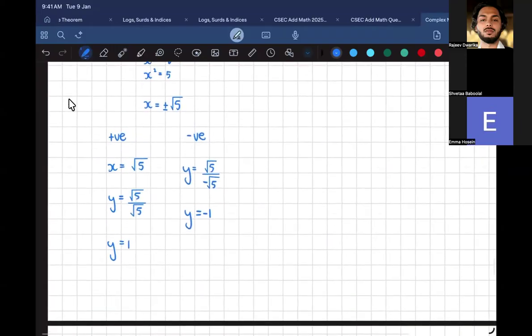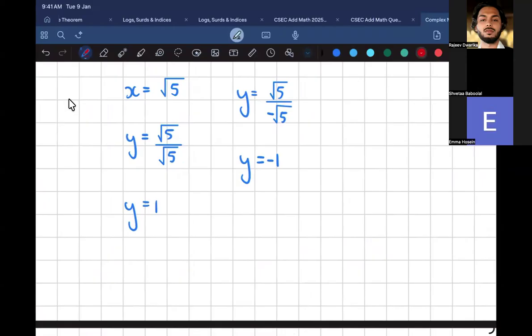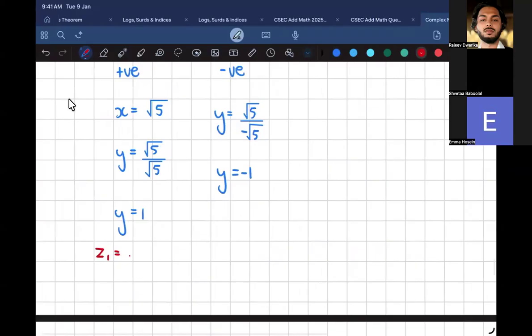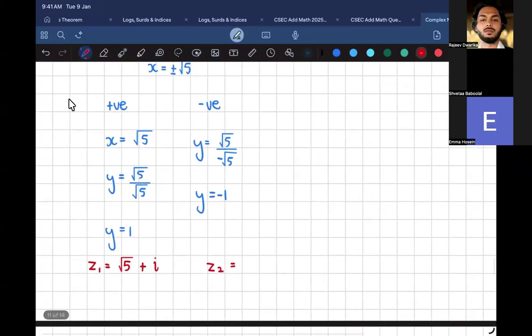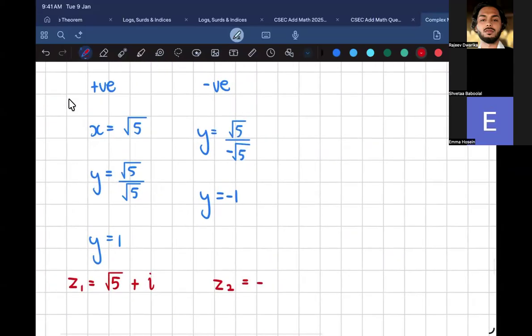Right, so the answers for this: z1 is going to be x plus yi. So that's going to be root 5 plus 1i. I can just write i. Everybody okay with that? You guys good? And z2 is going to be what? Minus root 5. Yeah, minus root 5, minus.